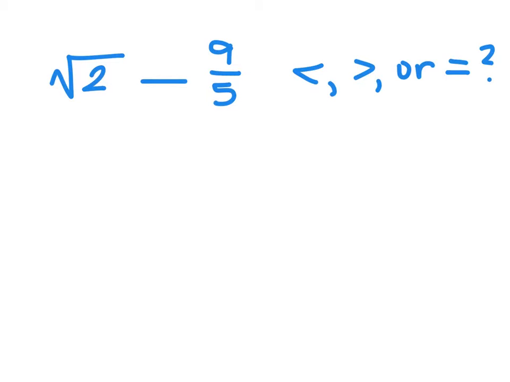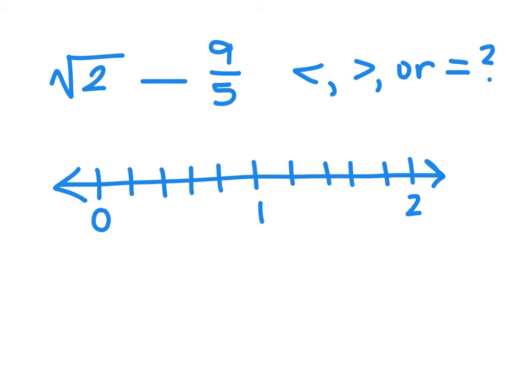Let's compare some real numbers. If we were to compare the square root of 2 and 9/5, would the square root of 2 be less than, greater than, or equal to 9/5? We're going to use a number line to determine that. So here's our number line. We know from our previous example that the square root of 2 is approximately equal to 1.4. So I'm going to go ahead and graph that right here, 1.4, and that's roughly the square root of 2, correct? Not exactly, but roughly, the best we can do.